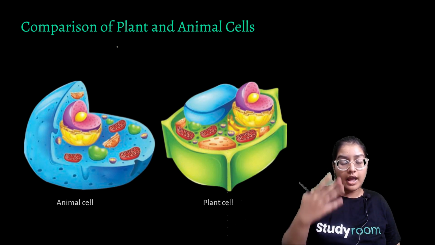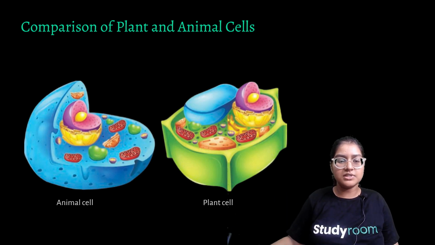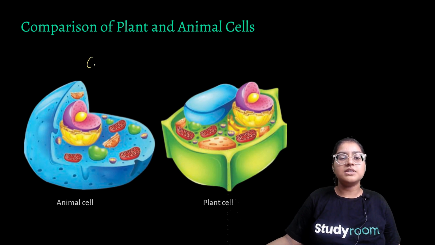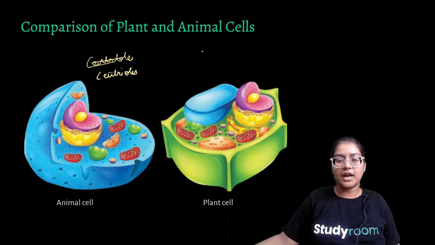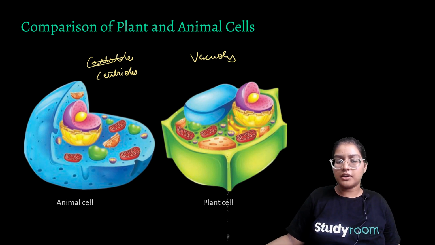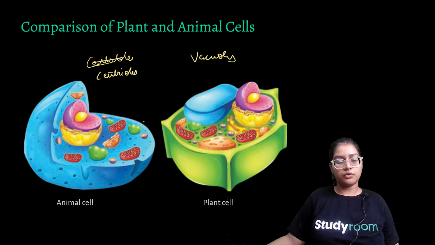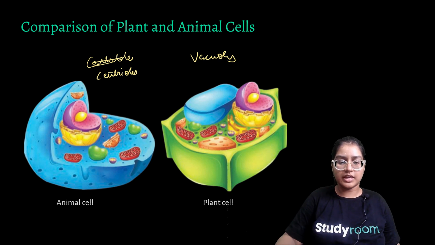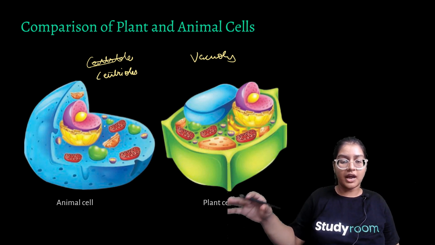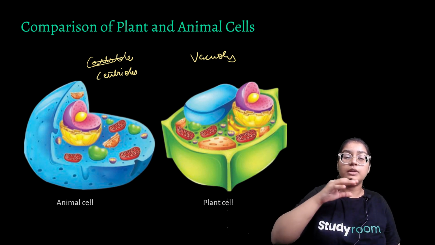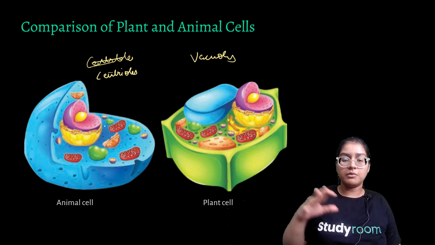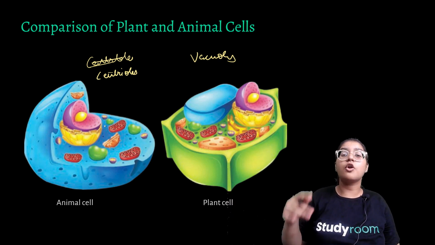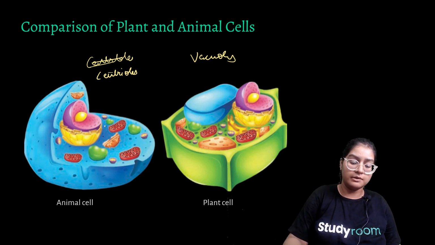Now we have the animal cell and the plant cell. You can see the difference: animals have centrioles, and plants have bigger vacuoles. Plants have mitochondria, and animals also have mitochondria. The rest is almost the same, but vacuoles are larger in plants and smaller in animals. Centrioles are only present in animals but absent in plants. Plastids are only present in plants but absent in animals.